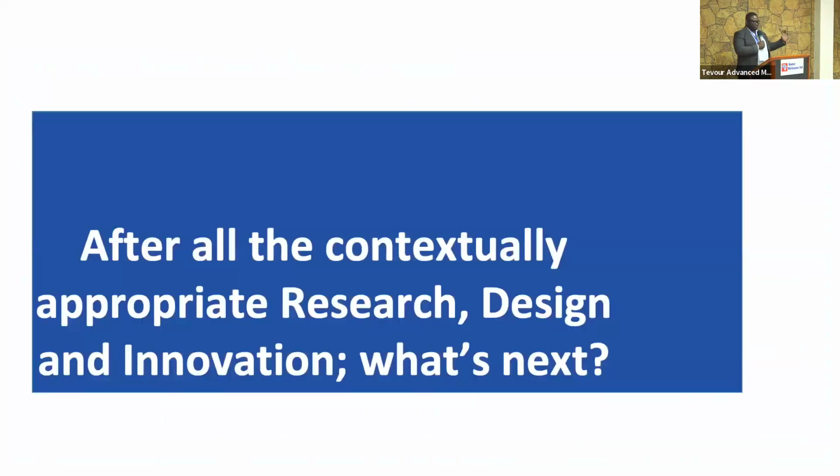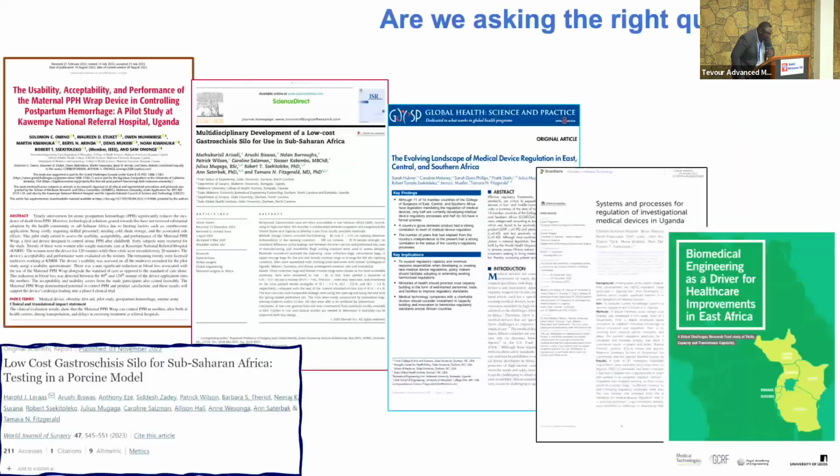And we want to ask a question. After these PhD guys are making all these great innovations and scientific contributions, what's next? How can we really build contextually appropriate innovations? We've also been looking at different things, such as the devices, but also, on this side is more of device-specific publications. On the other side is more of systems and processes publications.